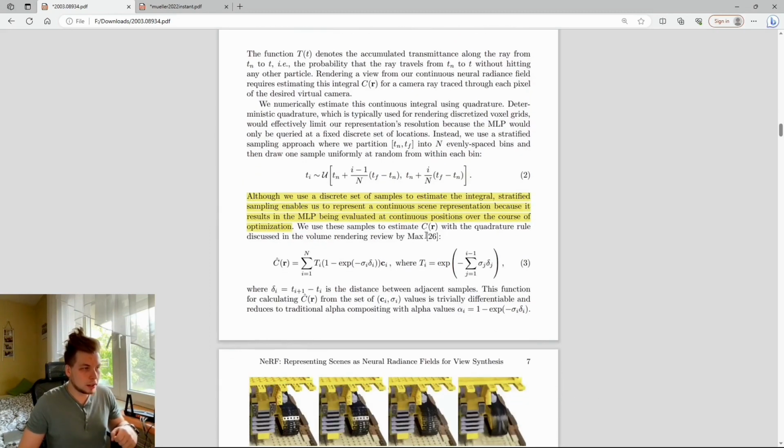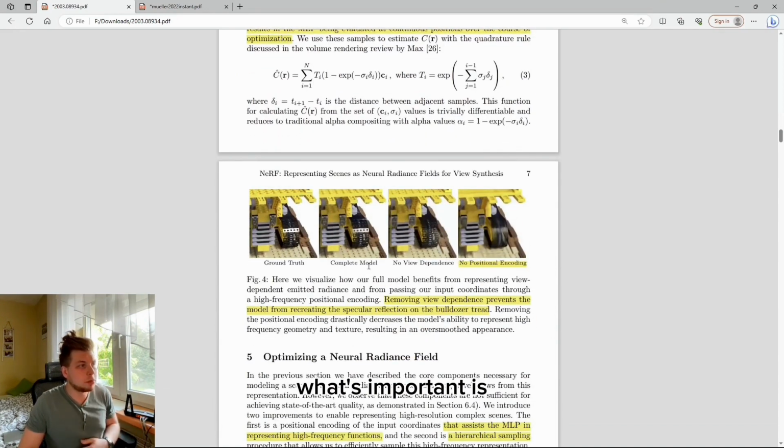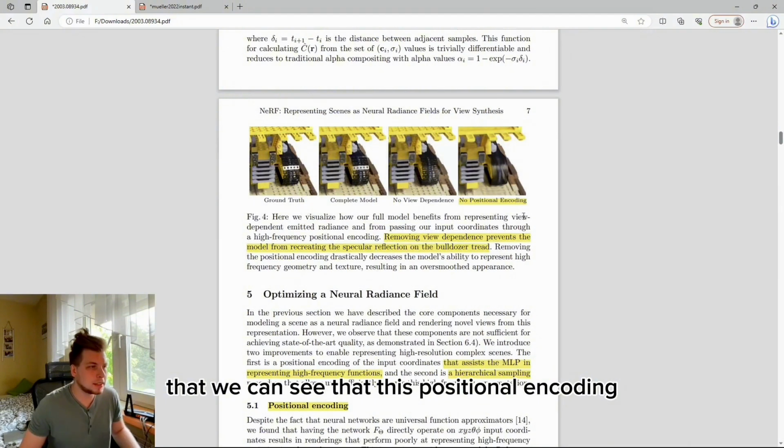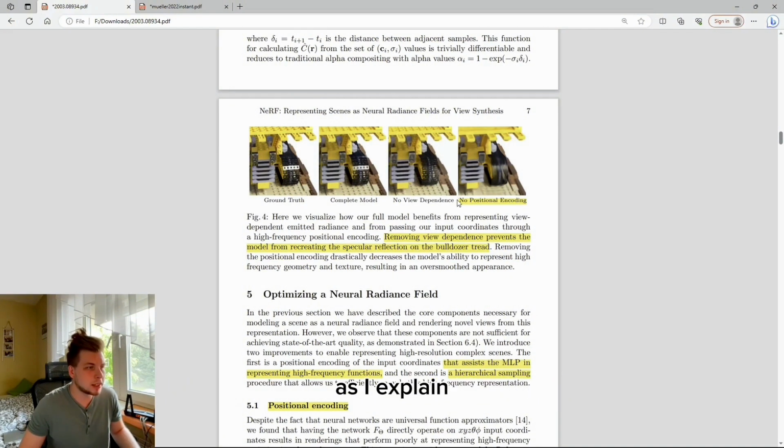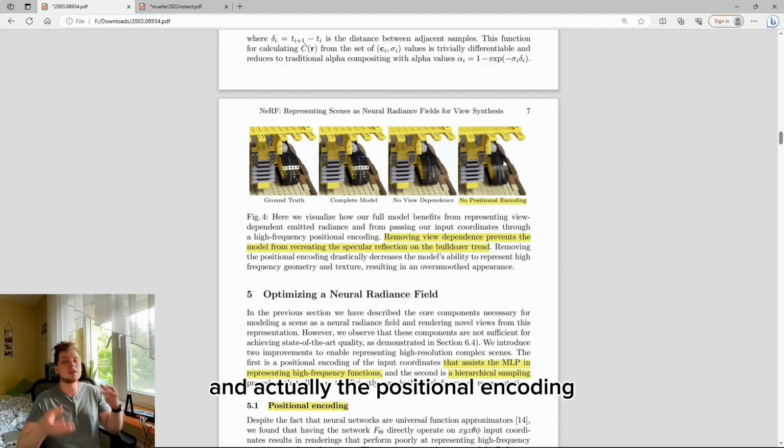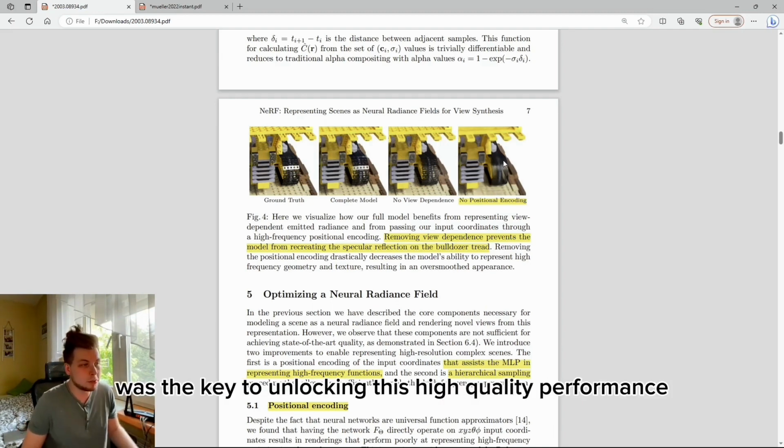So then what's important is that we can see that this positional encoding, as I explained, is what really improves the model. This is the ground truth data, and this is their solution if they don't do positional encoding. We see that it's very blurry, and actually the positional encoding was the key to unlocking this high quality performance.